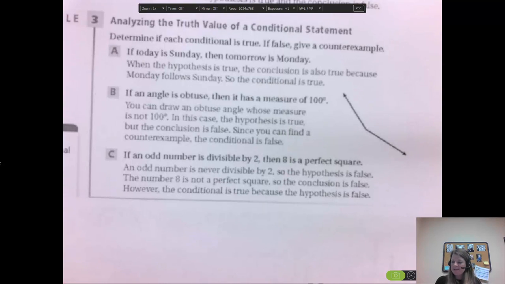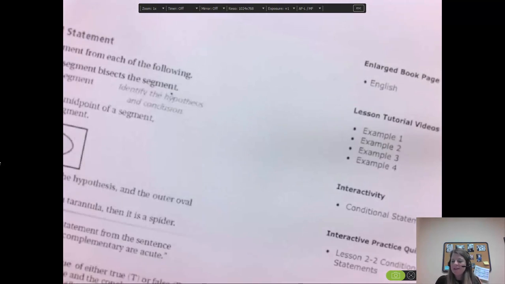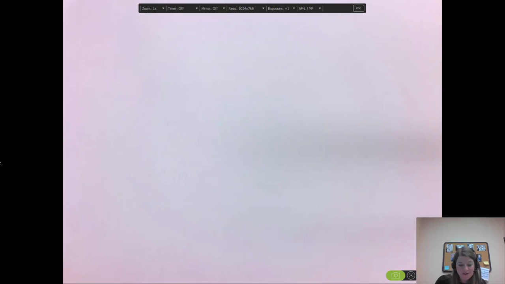Okay, so that's looking at conditional statements. You might have to write a conditional statement. You might have to tell me the hypothesis or conclusion. You might take some kind of sentence and make it an if-then. So let's look at the next couple of definitions that they have.